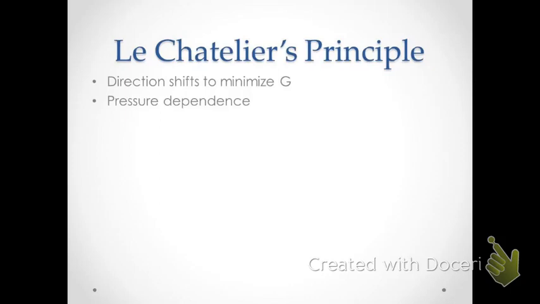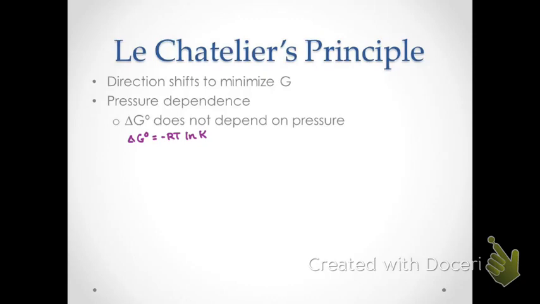So let's look at, for example, what happens if we change the pressure on a system. Will the equilibrium constant change when we change pressure? Well, we remember from our past discussion that delta G naught is equal to negative RT ln K, so K will change if delta G naught changes. But by definition, delta G naught does not depend on pressure, because delta G naught corresponds to the Gibbs energy change under conditions of 1 bar pressure.